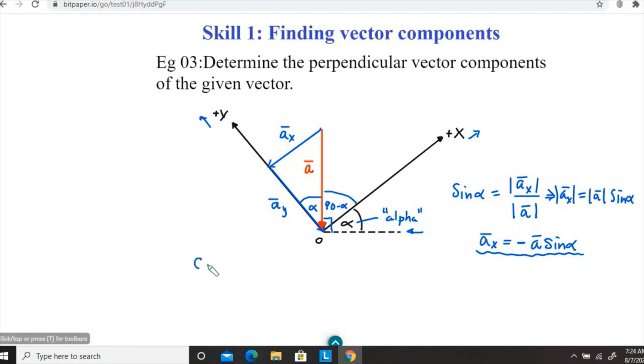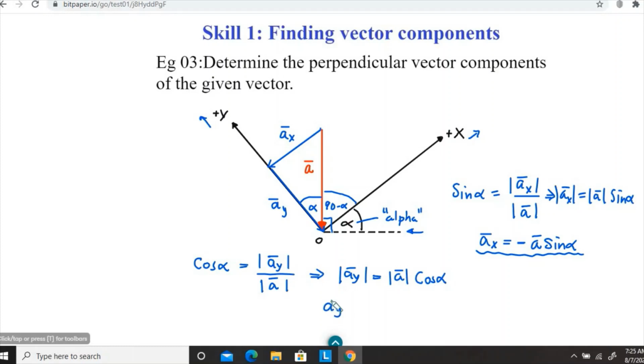Next one, I'm going to define cosine alpha. So cosine alpha is the adjacent side divided by the hypotenuse. So the adjacent in this case is the magnitude of the ay vector over the magnitude of the a vector. So again I get the magnitude of the ay vector is equal to the magnitude of the a vector times cosine alpha.